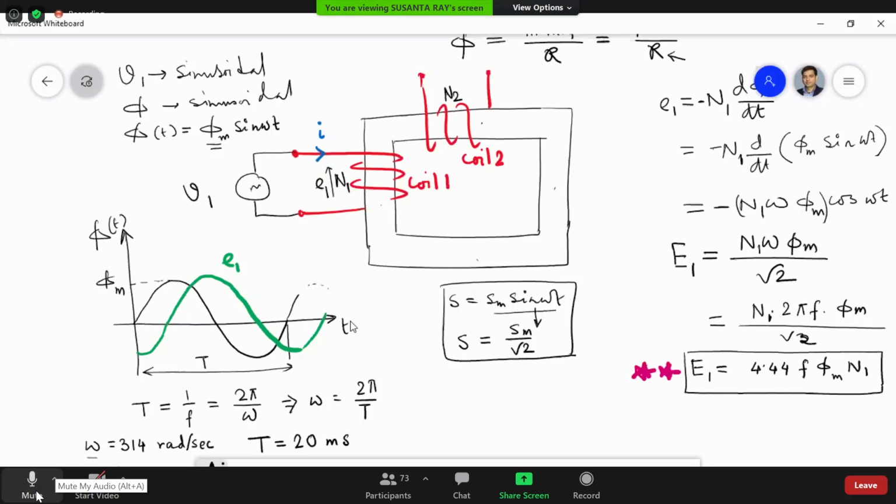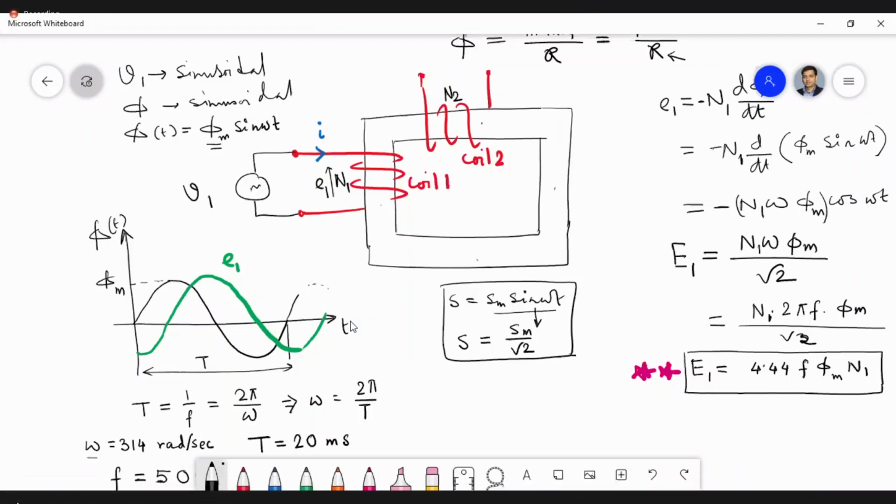The average value means you have to find out the area under the curve for a full cycle. It is zero, because the total area under the curve will become positive and negative, so zero. The positive area will be equal to the negative area, and they will cancel out. So the average value which you will get for a perfect alternating waveform will be zero.